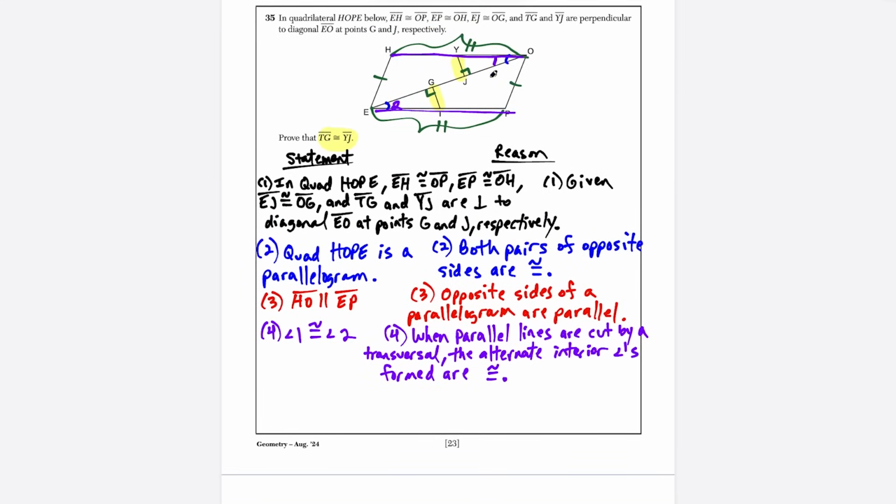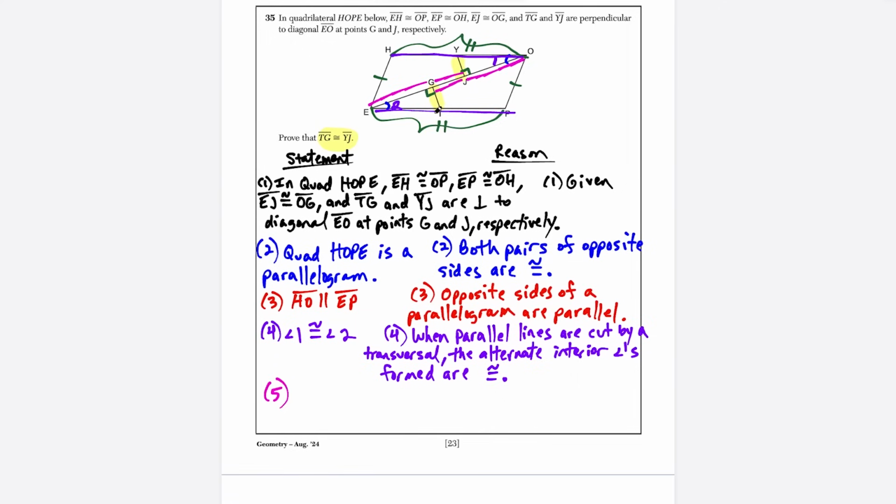So next we could target these line segments over here, EG and OJ. In the beginning, we were told that EJ, that's the distance from here all the way to here, this segment is congruent to OG, which is going all the way from here to here. And notice that these line segments that I just highlighted in pink overlap at GJ. So I'm going to use the subtraction postulate next.